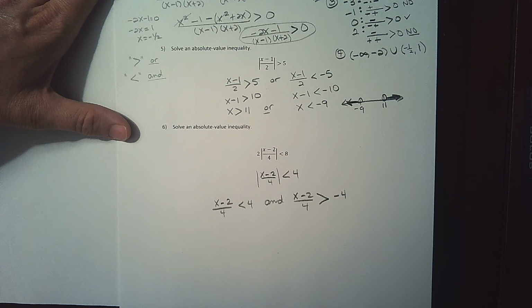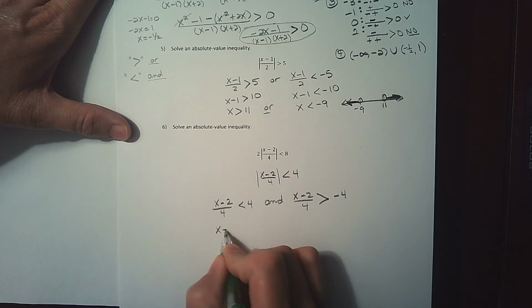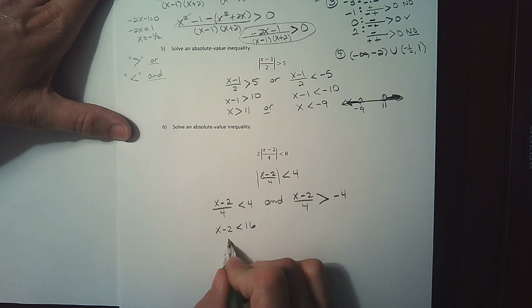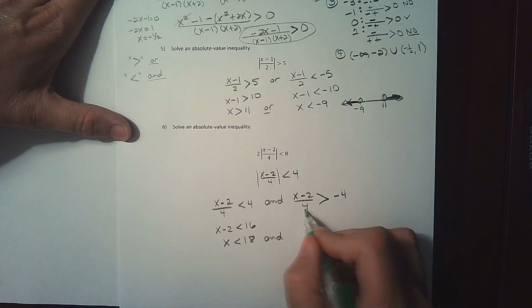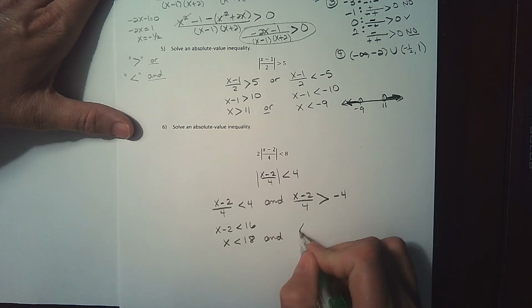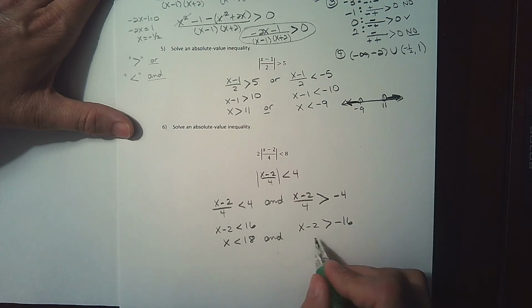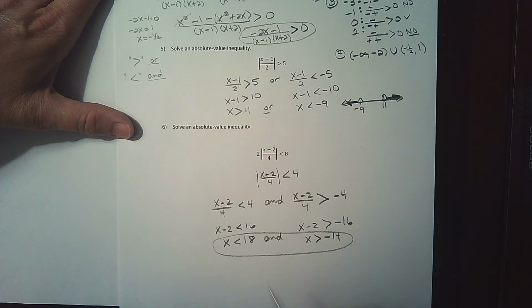And I solve each of those two pieces. Here, I'll multiply by 4 on each side, so I get x minus 2 is less than 16. Now I'll add 2 to each side, so I get x is less than 18. And here, multiply by 4 on each side. x minus 2 is greater than -16. If I add 2 to each side, I get x is greater than -14. So this entire statement is my solution.